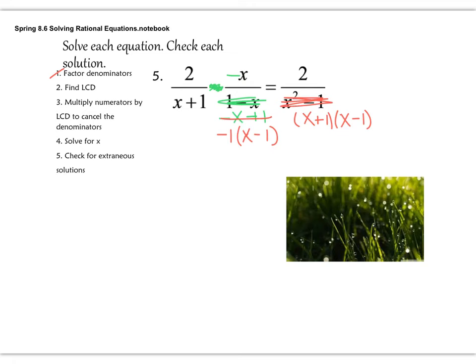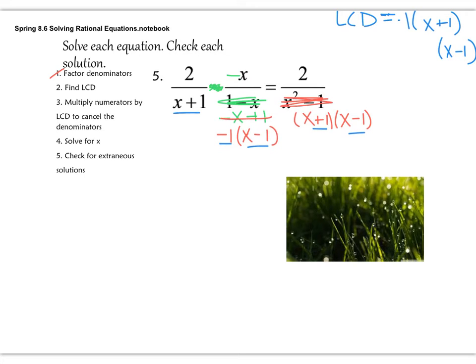Step 2, my LCD. LCD is going to be, I need an x plus 1, I need a negative 1, and I need an x minus 1. x plus 1, I already wrote that down. x minus 1, I already wrote that down.